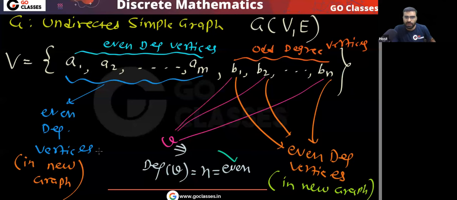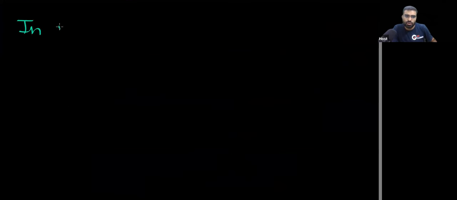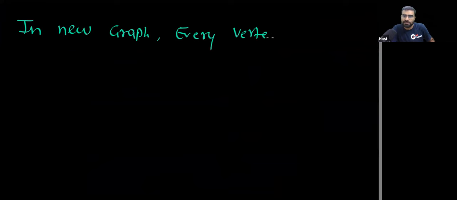So in the new graph, every vertex has even degree. Yes or no? In the new graph. So what we got? We got that in the new graph, every vertex is of even degree.